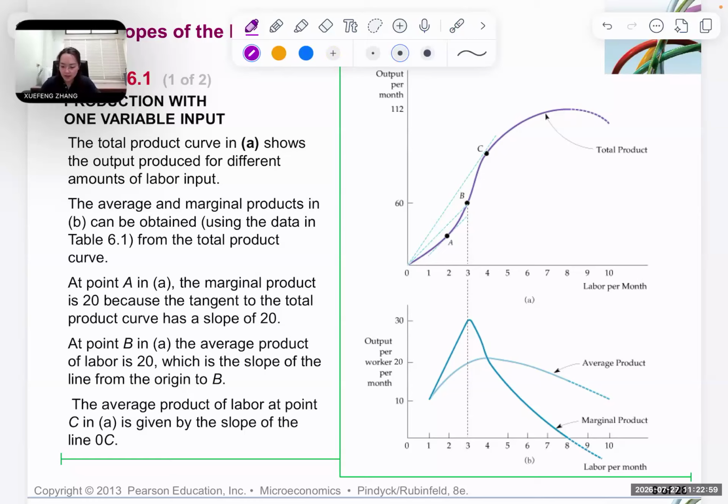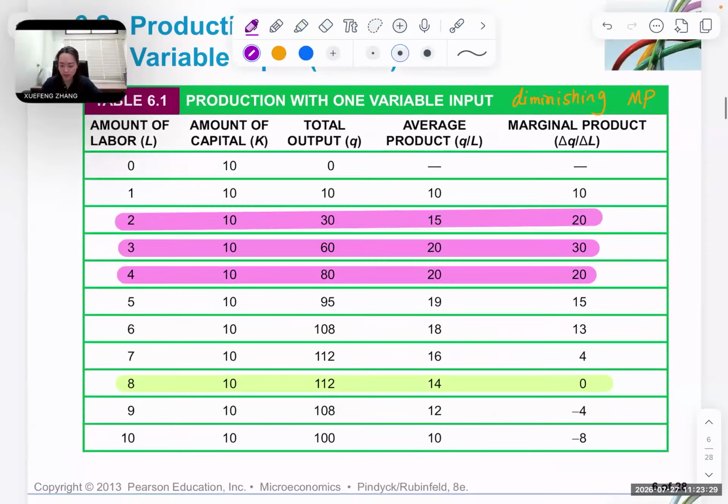Let's carefully match the points to table 6.1 data. Point A, we have 2 workers, right? And the total output equals 30. You go back to table 6.1. Please emphasize those several points.